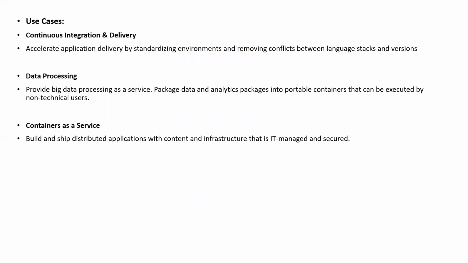And these are the use cases, basically where exactly it is being used. If you look at continuous integration servers, accelerate application delivery by standardizing environments and removing conflicts between language stacks and versions. As we discussed, if you are going to deploy one application on different servers, or one application with different versions on different servers, we have a burden of manual process. If you come up with the entire Docker image concept, it will basically standardize the environment.